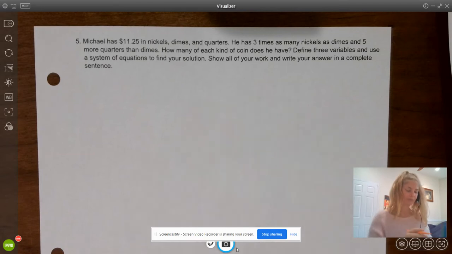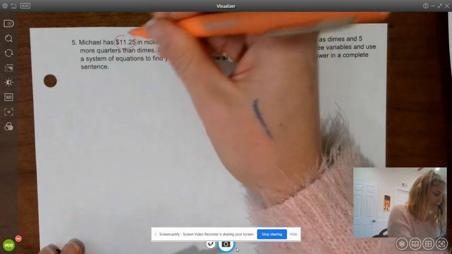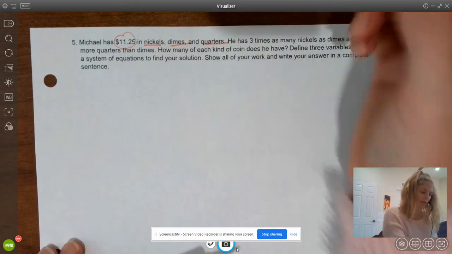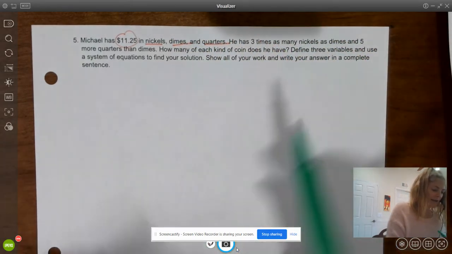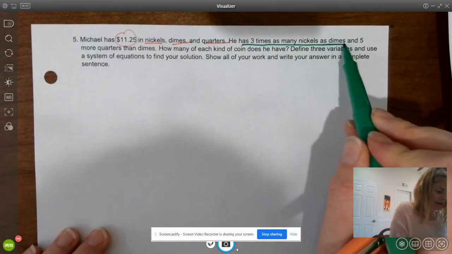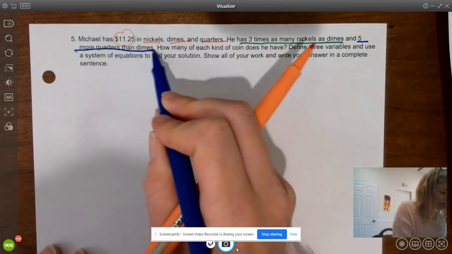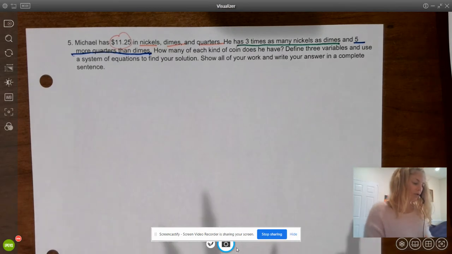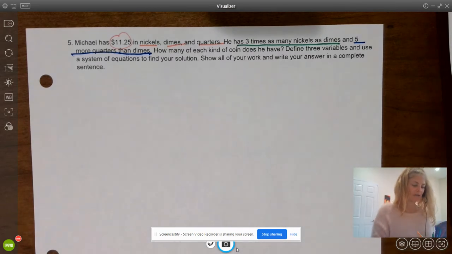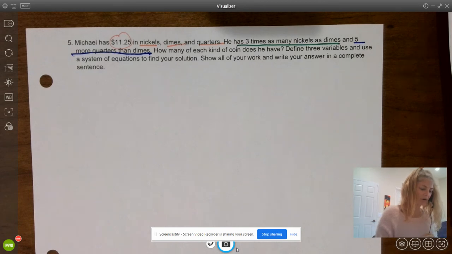So let's get started. Michael has $11.25 in nickels, dimes, and quarters. He has 3 times as many nickels as dimes and 5 more quarters than dimes. How many of each coin does he have? Define 3 variables and use a system of equations to find your solution. Show all your work and write your answer in a complete sentence.